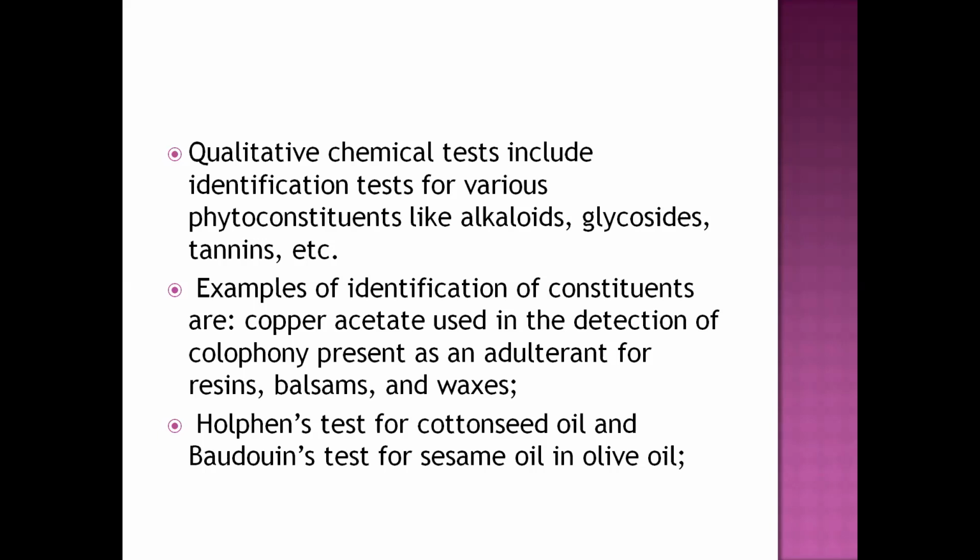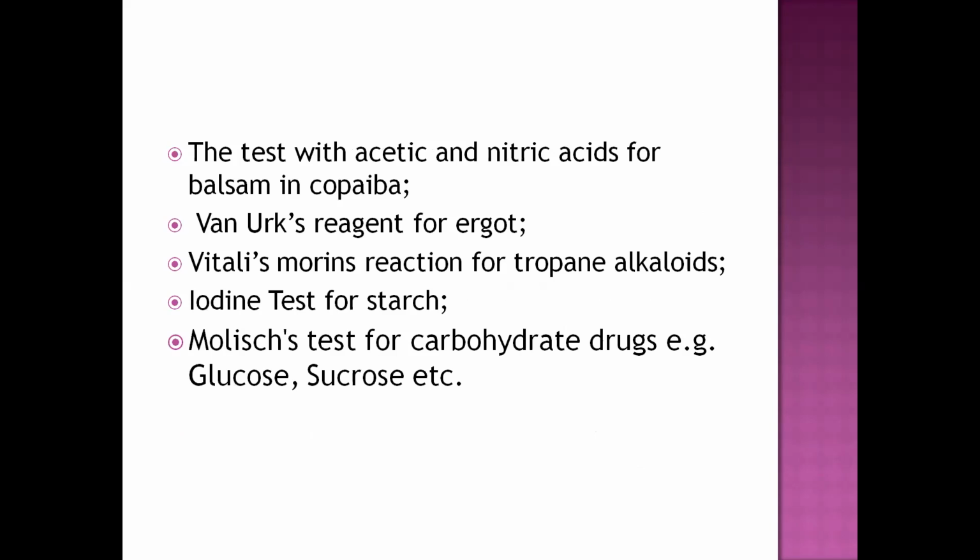Then comes the example of identification of constituents, like whether this constituent is present or not. For example, the copper acetate test is used in the detection of colophony. This is a specific test for colophony present as an adulterant in resins, balsams, and waxes. We have discussed resins. These are the gummy secretions which are obtained after incision, and these are the end products of metabolism. Then the Halphen's test for cottonseed oil, and the Baudouin test for sesame oil in olive oil. If you have to detect adulteration in olive oil, then you have to do these tests.